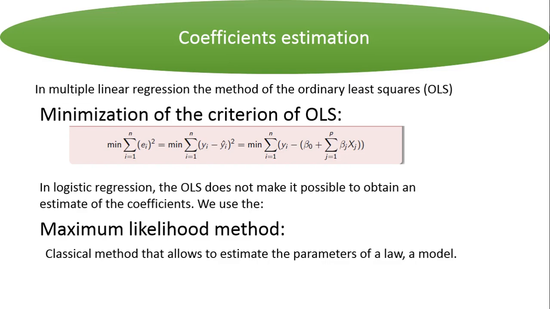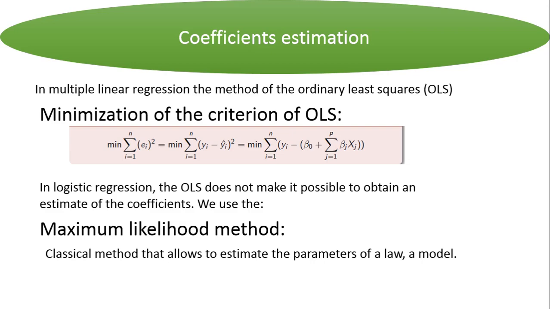can be written correctly. So how can we estimate the logistic coefficients? In multiple linear regression, the method of ordinary least squares is known as minimizing the sum of squares of error, and this method is not appropriate. It's not interesting in the case of logistic regression.